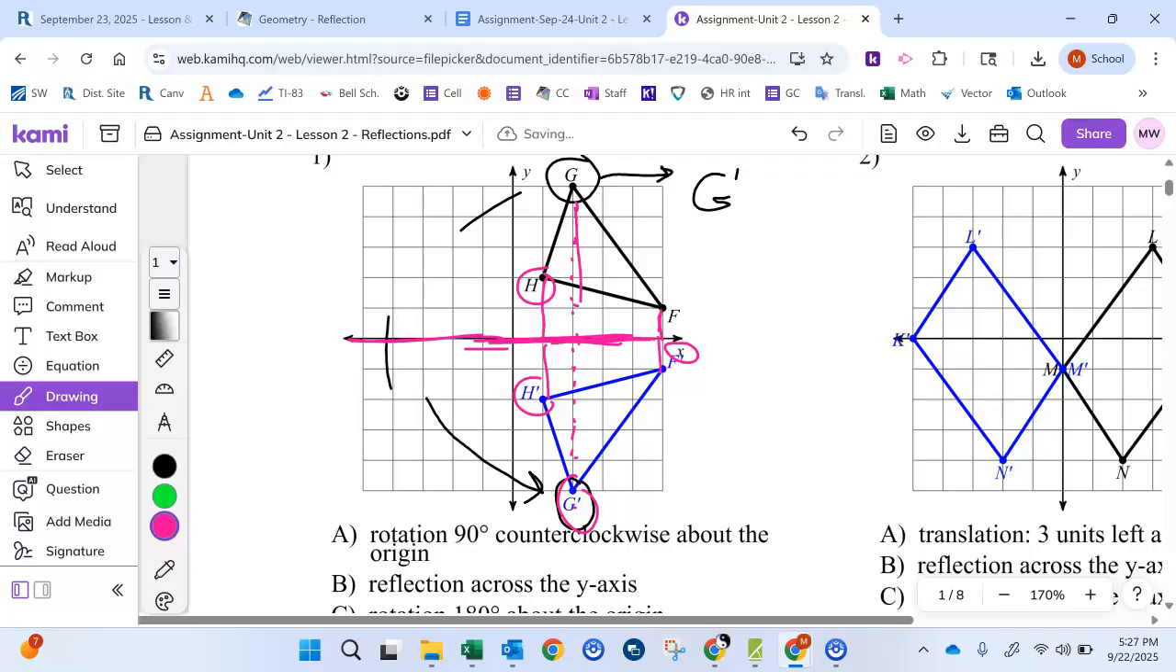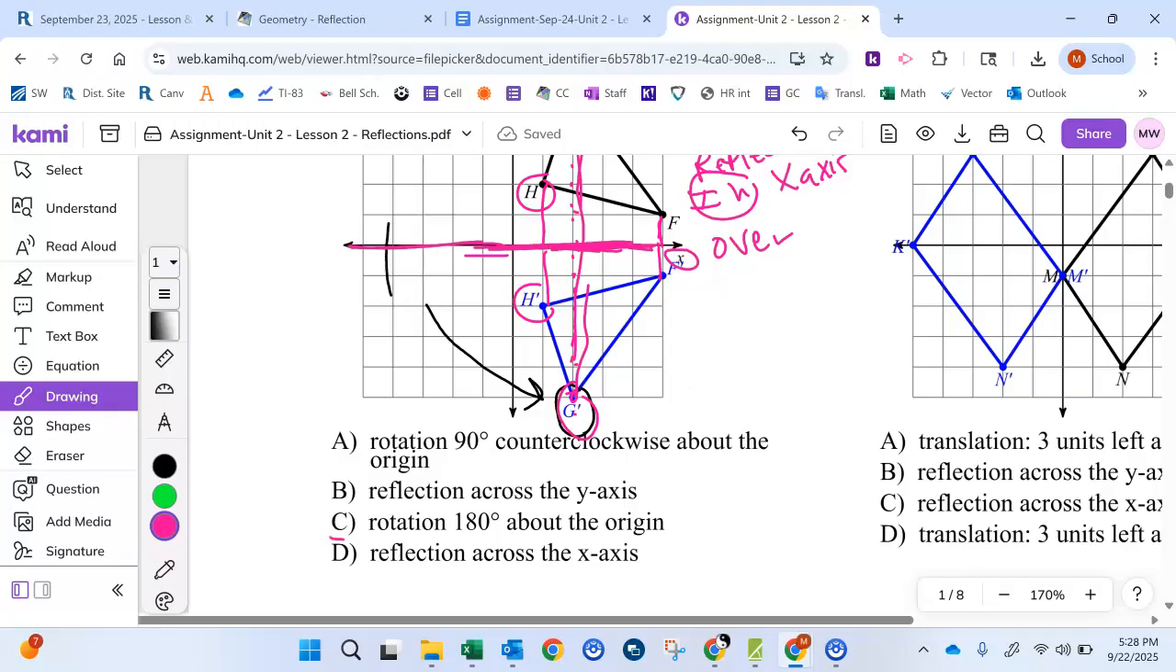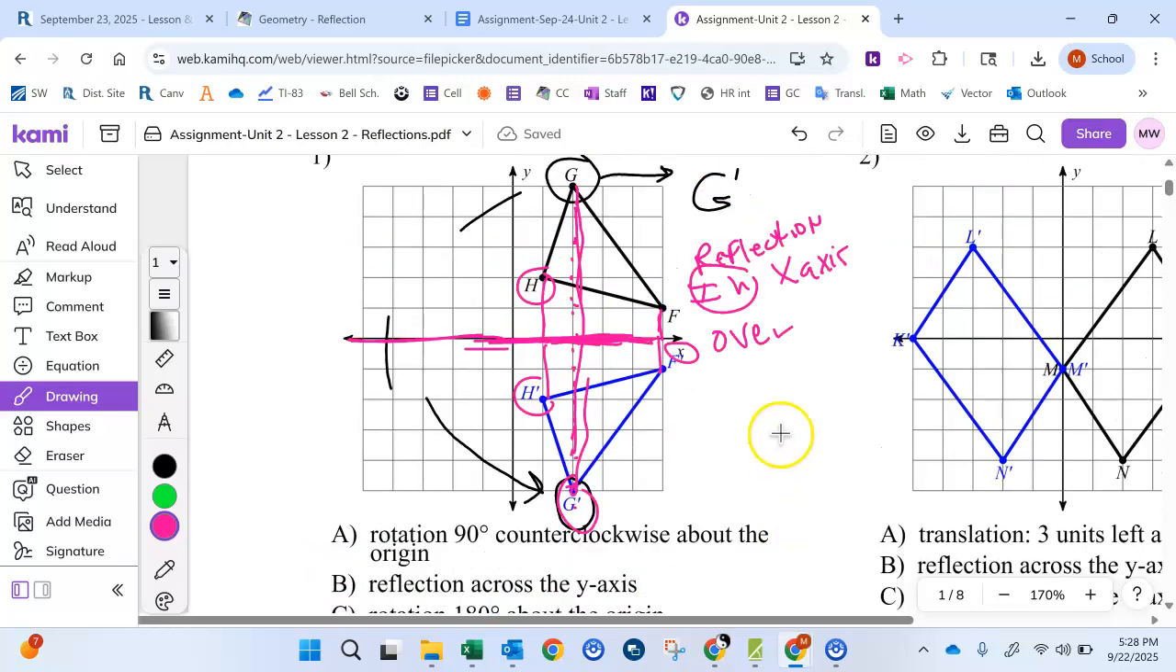So this is going to be a reflection, and it's going to be over or in. Think about reflection in the x-axis like going over. If G was a ball and it was going over something, it would go over this line here to that point there. So that means it's in the x-axis. So that would be D, reflection across. They're using the word across. Like if that's a street, G is a ball and we throw it over here, it gets to there. We're throwing it across the x-axis.